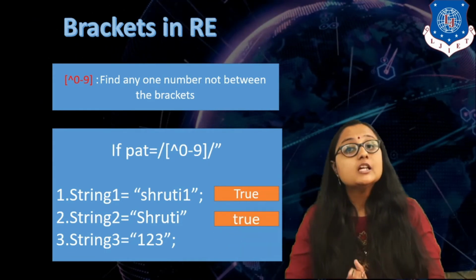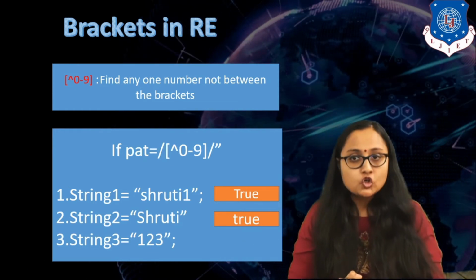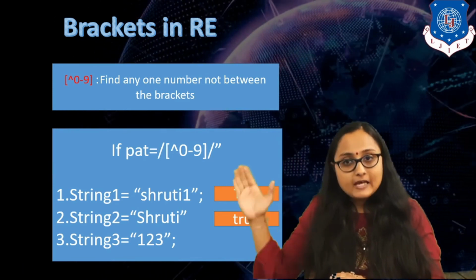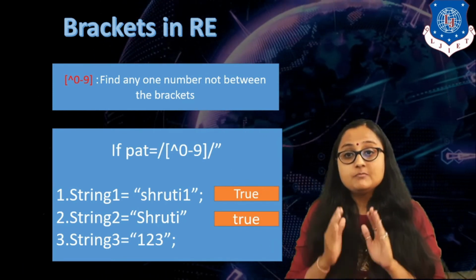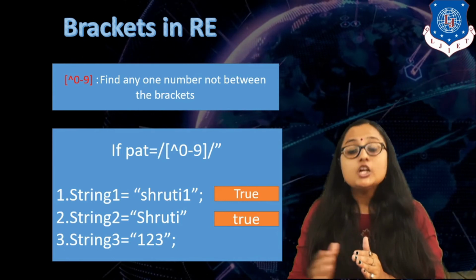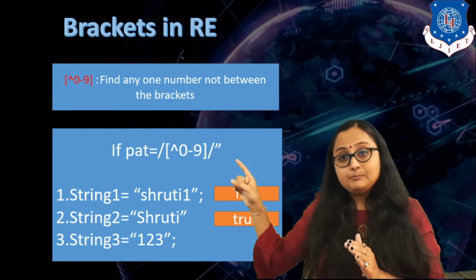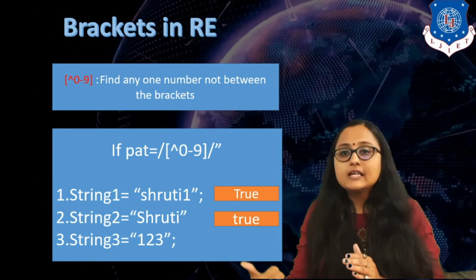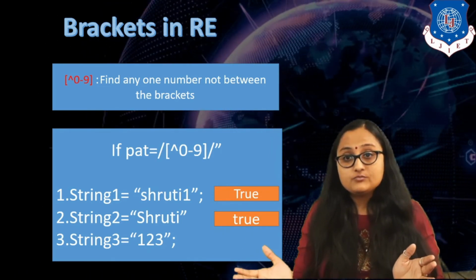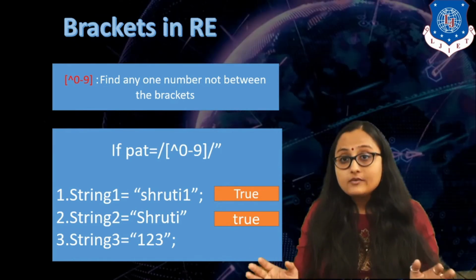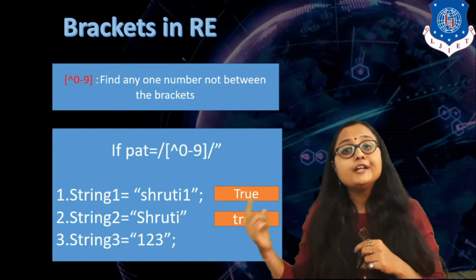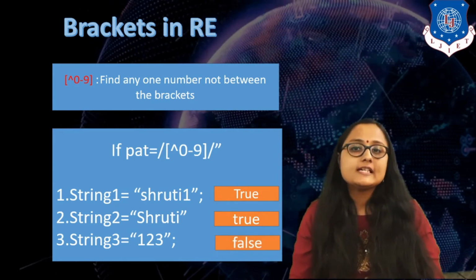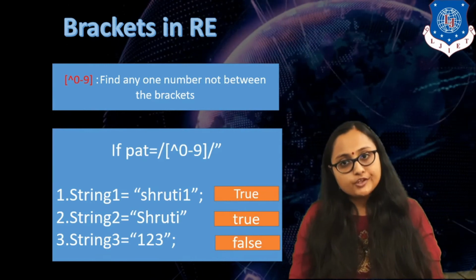Now you tell me, is the last string valid according to my pattern? No. Why? Because my pattern suggests that there should be minimum one character which is apart from the range 0 to 9. So here I have 1, 2 and 3, and there is no character which is apart from this range. There is no alphabet, there is no special character. So according to this pattern, my string is invalid, and if I call the test method, it will return false.